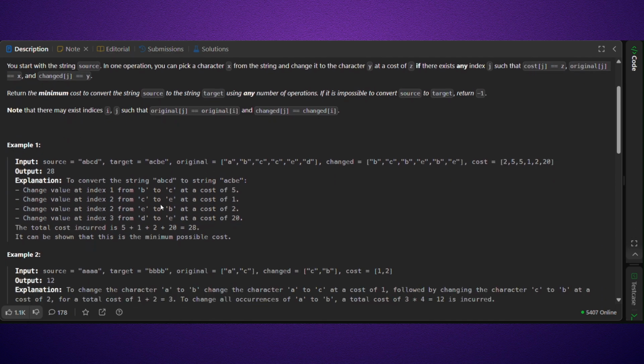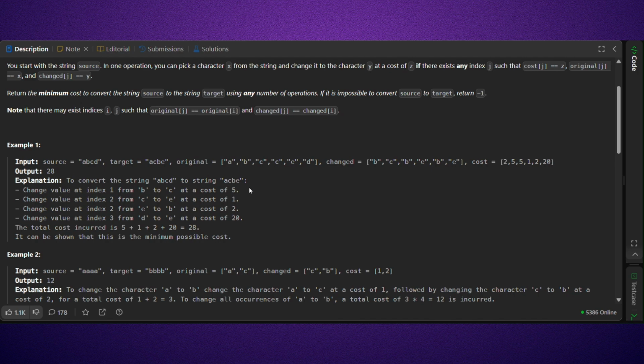Let's walk through example 1. Input: source equals abcd, target equals acbe. We process the string one character at a time. At the first position, the character is a and it stays as a, so there is no cost. At the second position, the character changes from b to c. The direct conversion costs 5.